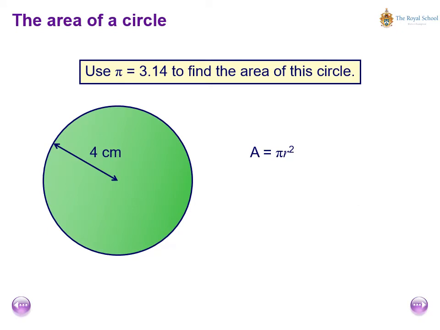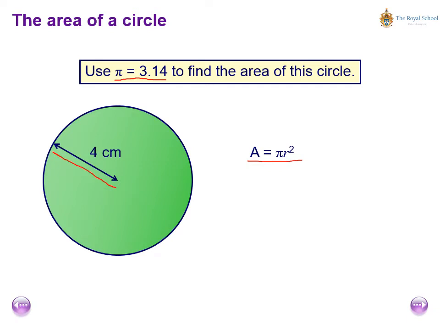So let's have a look at this in practice. So we've got a green circle here, and we're being asked to use pi as 3.14. That's important because we're not going to be using the pi button on our calculator. That'll be more accurate though, to find the area of this circle. So we've got a reminder of the formula here. Area equals pi times the radius squared. So let's have a look at our circle. We've got a line from the circumference to the centre. So yes, that is a radius. So this is really handy.